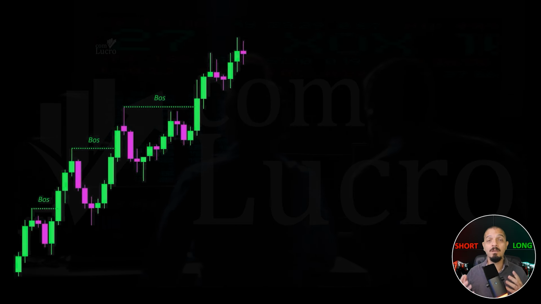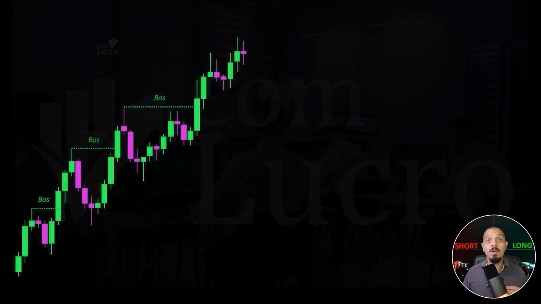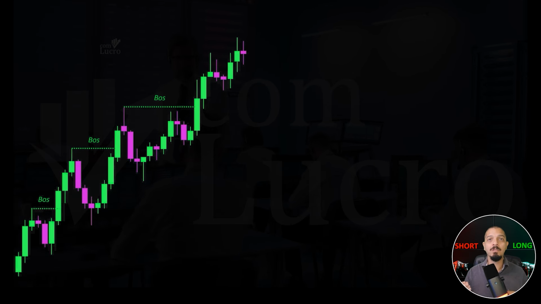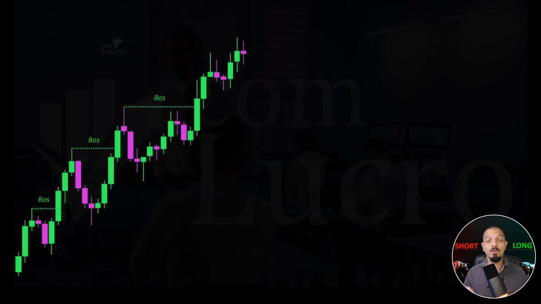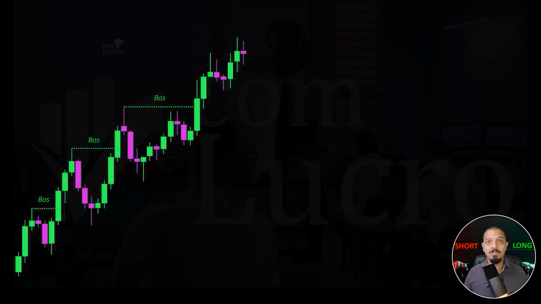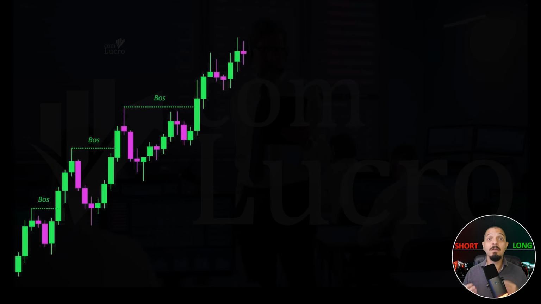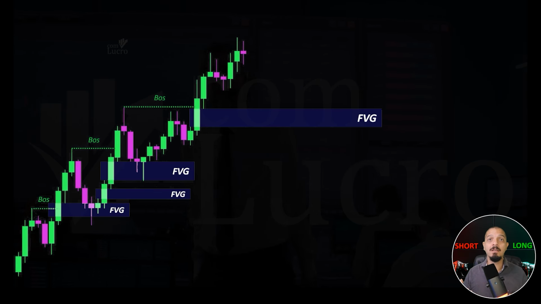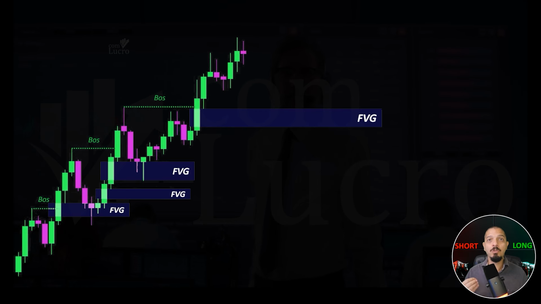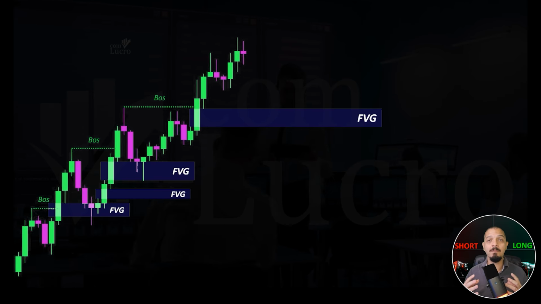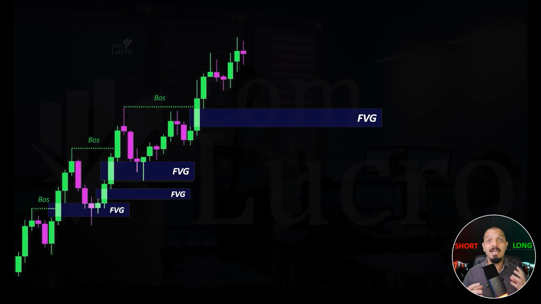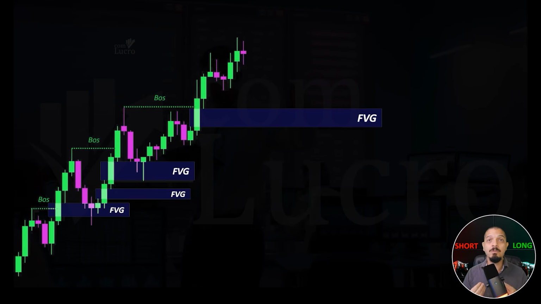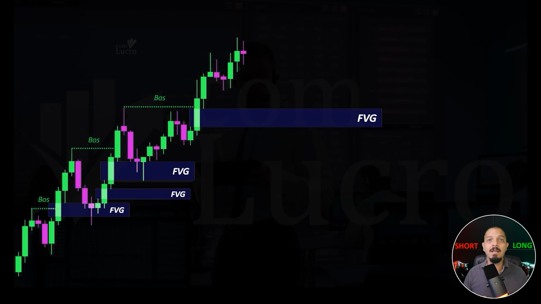In this example, we can see the price breaking structures to the upside on the 30-minute chart. That means we're in an uptrend and should focus only on buying opportunities. Next, let's talk about fair value gaps. These are imbalances on the chart, zones where price moved so quickly that it left a gap between candles, creating an area of inefficiency. The market often returns to fill these gaps as it seeks balance.